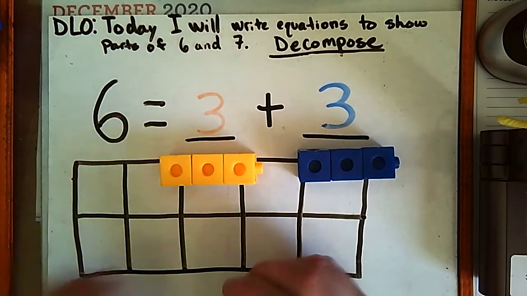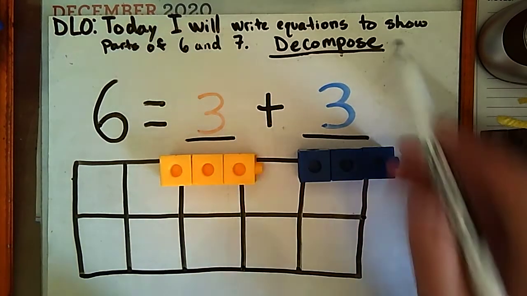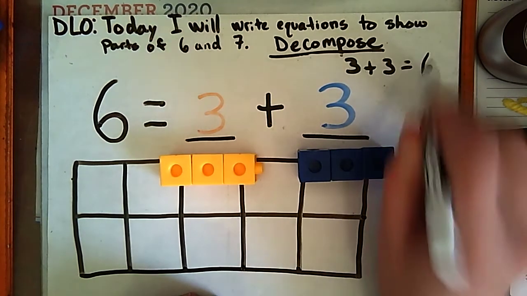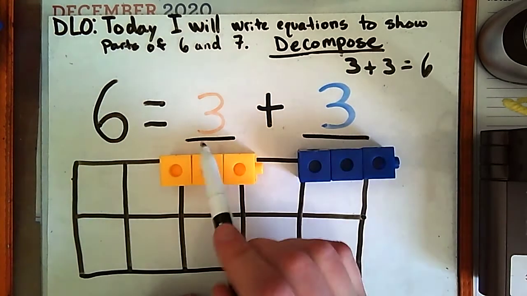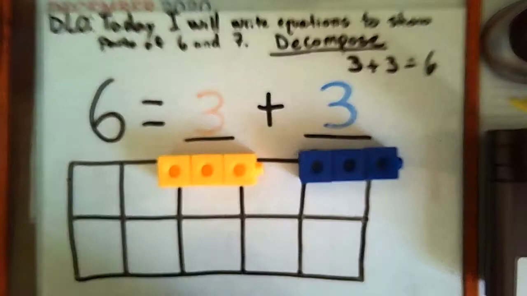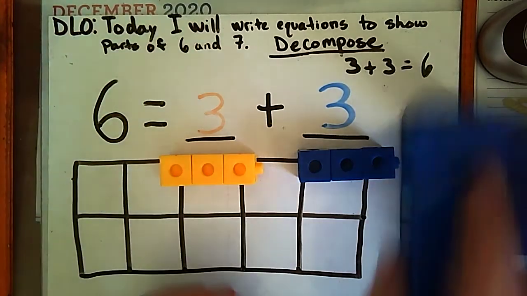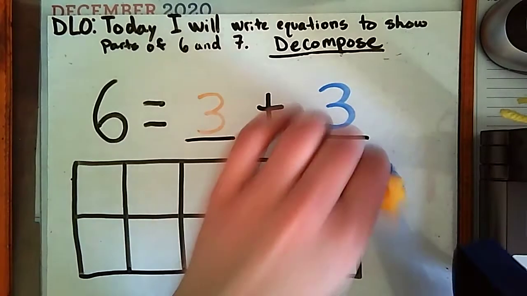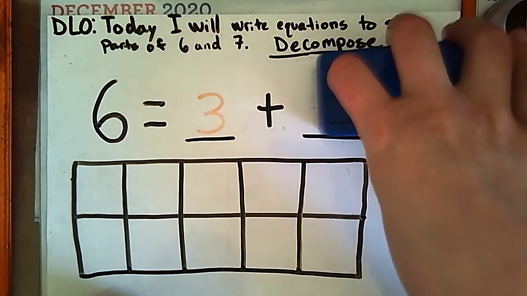If I were to write it the normal way, it would be 3 plus 3 equals 6. But what we're doing today is just showing the parts. So we're breaking it apart. Let's do another one with 6. So I'm going to erase, erase, erase. I still want to make 6.